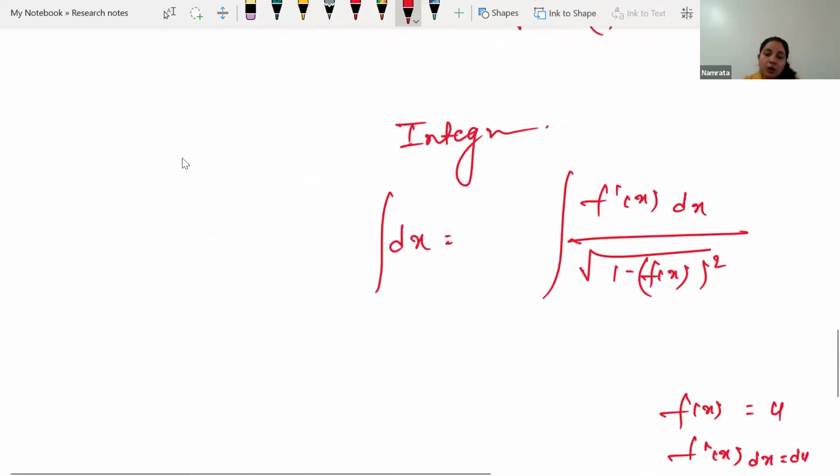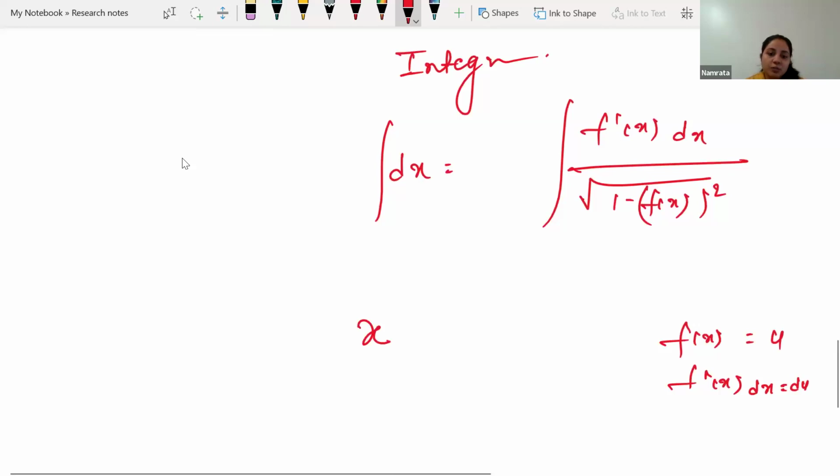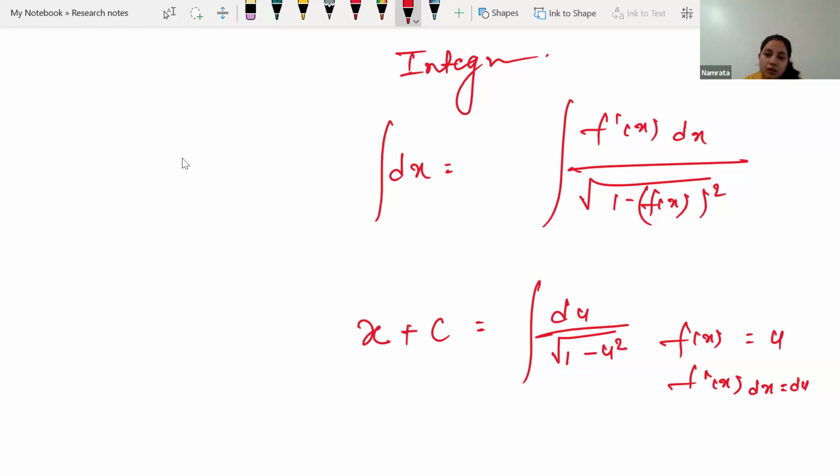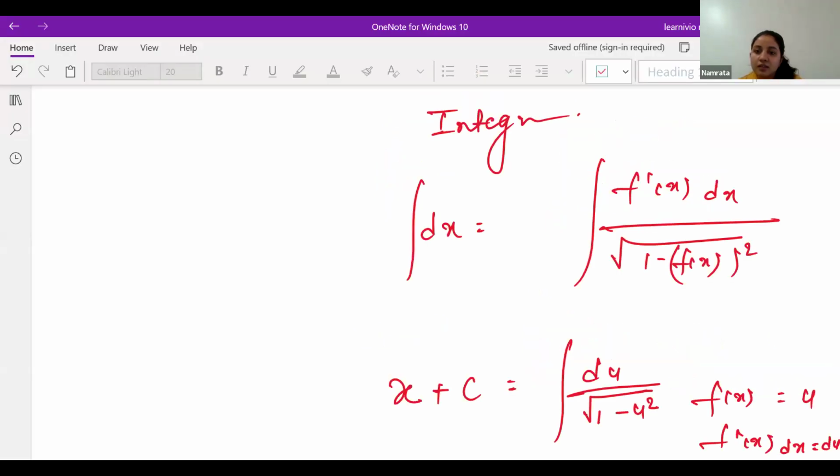Okay, now here we will be having only x plus c, and here it became du over under root 1 minus u square. This is the formula for, can you see, this integration will give, who will tell? Anyone? Is it cos or sine inverse?